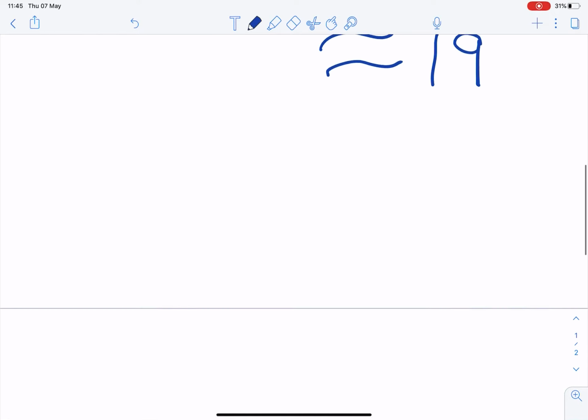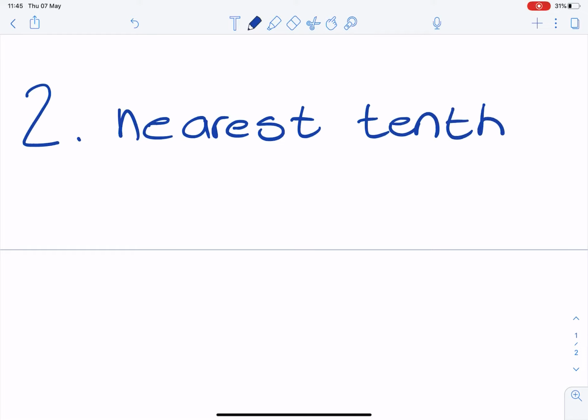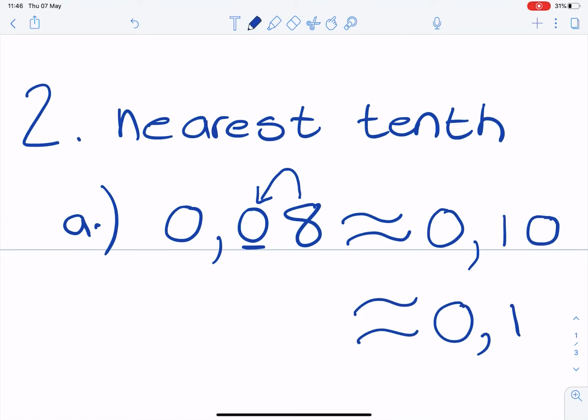Let's look at question 2. Question 2 asks you to round off to the nearest tenth. And let's look at A. A is 0,08. The nearest tenth is that digit there. So the 8 is the guy next door, and he tells the 0 to go up. So your answer is going to be 0,10, or just 0,1.